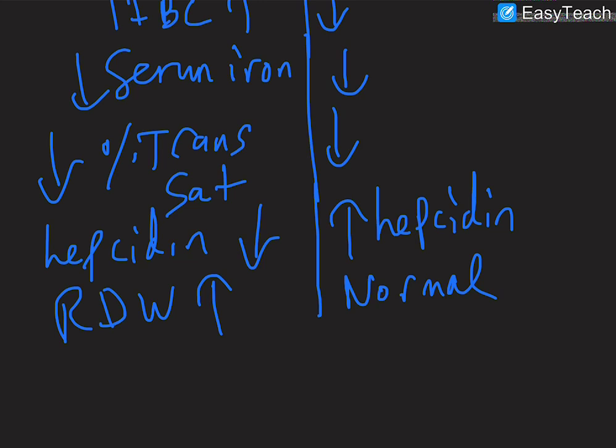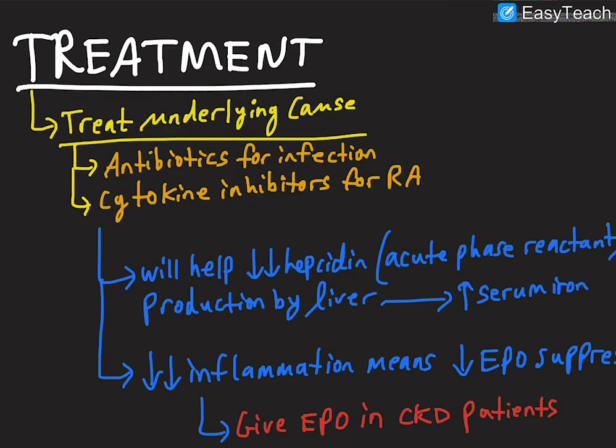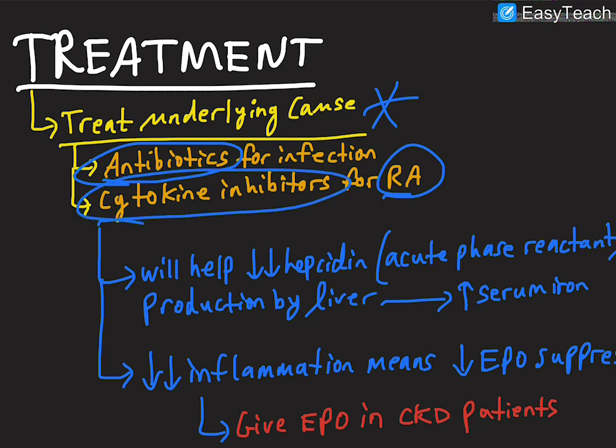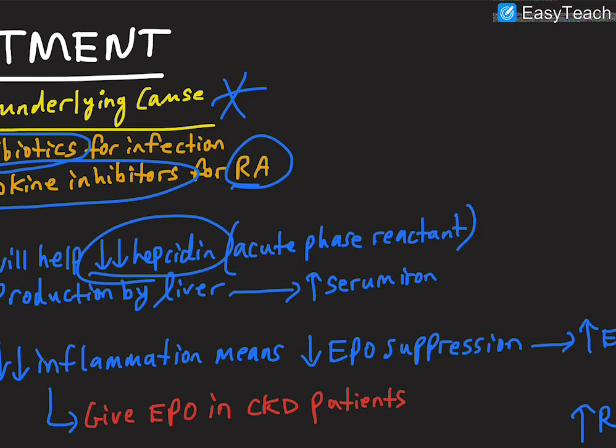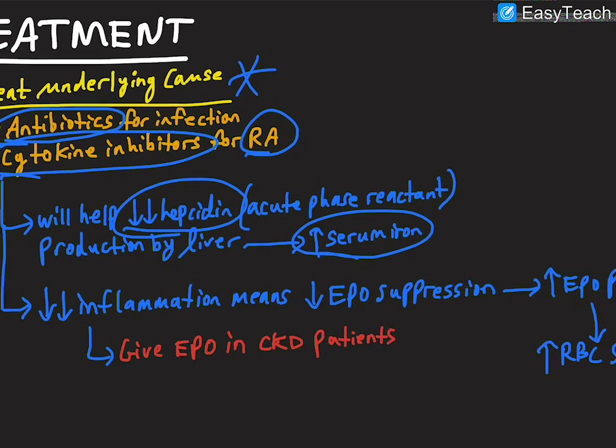One thing to know for the treatment. So let's actually go to the treatment. Of course, you want to treat the underlying cause first. So if they have a severe infection caused by certain bacterial pathogens, you want to give antibiotics so you can lower the inflammation and lower the hepcidin production. If they have some sort of autoimmune disease like rheumatoid arthritis, you'd want to inhibit cytokines and overall inflammation, which will help lower hepcidin production from the liver. That will lower the inhibition of ferroportin, which can increase the serum iron, which can help in the production of adequate levels of hemoglobin.